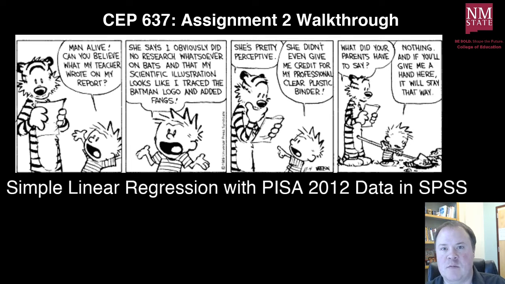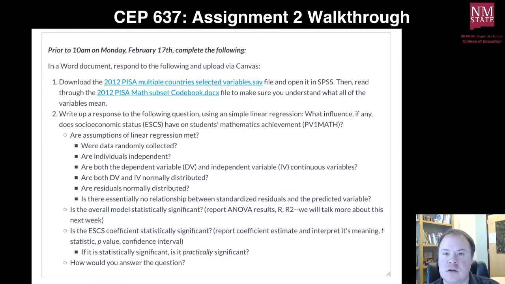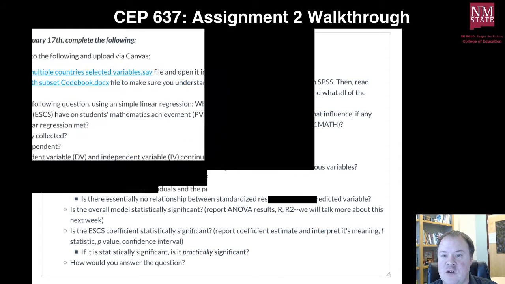So let's dig into simple regression in SPSS. All right, so the assignment you'll see from Canvas was to write up a response to the question using simple linear regression: What influence, if any, does socioeconomic status have on students' mathematics achievement?